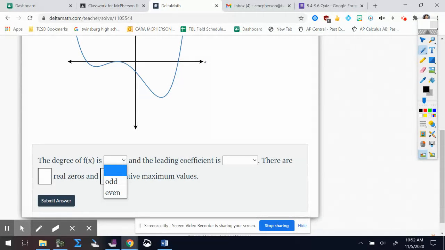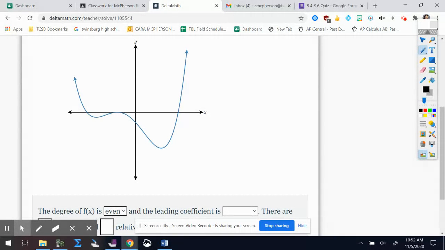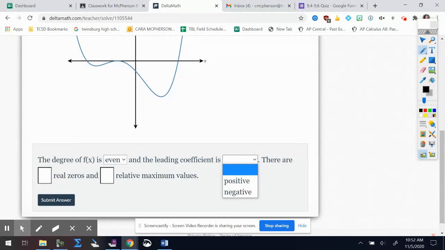So that's what it wants to know. Is it even versus odd? Again, even will look kind of like a parabola where both ends go the same direction. Odd will be the opposite direction. So this one is definitely even. The other thing I know is the leading coefficient. Since it's going up in both directions, the leading coefficient must be positive. If it was going down in both directions, the leading coefficient would be negative.